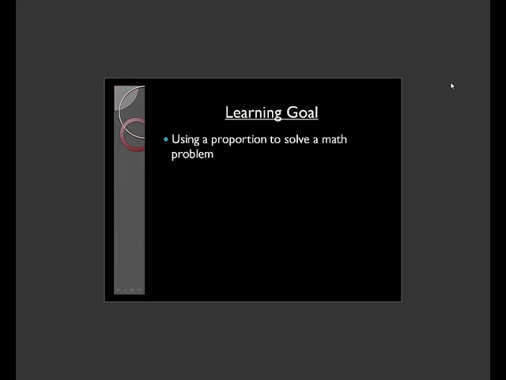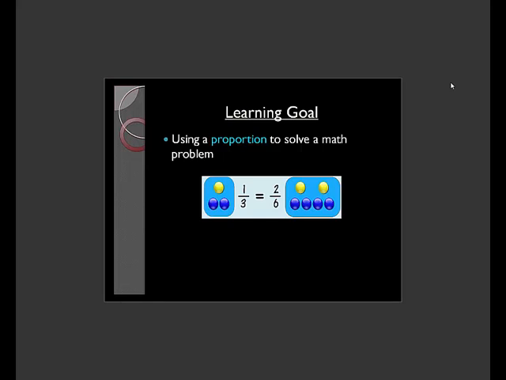Today's learning goal is using a proportion to solve a math problem. Let's take a look at that word proportion. What is it? A proportion is two fractions set equal to each other. Let's take a look at 1/3 equals 2/6.